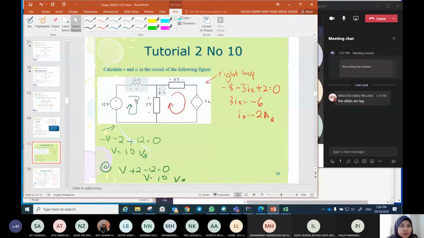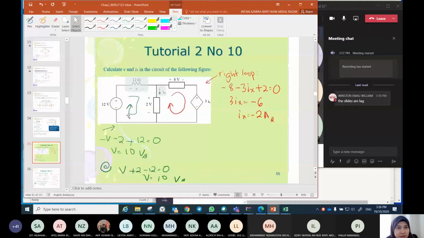Now I use the second sign, the second sign of this element in this loop. Let's say I start with the voltage here. So minus V minus 2 plus 12 equal to 0. So V is equal to 10 volts.